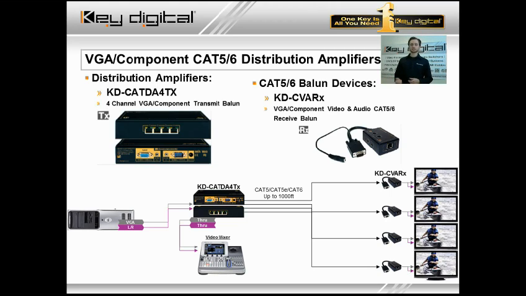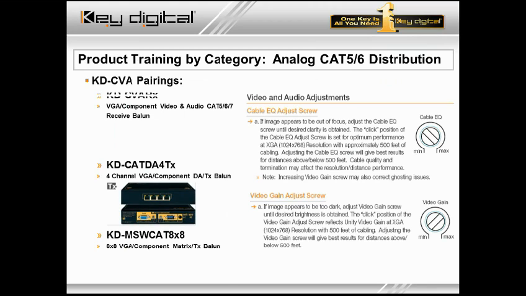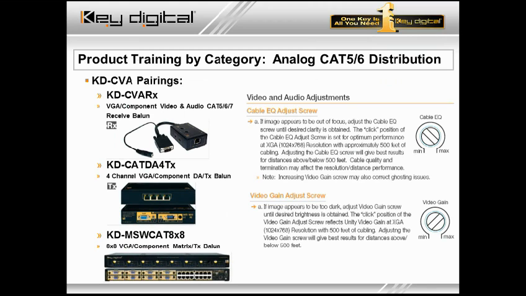Now, how do you get that 1,000 feet of video with high picture quality here? We mentioned the cable equalization adjustment screw and the video gain adjustment screw. This is something that comes in handy for all of the KD-CBA-RX pairings. So for one-to-one applications, we sell the SKU of the transmit plus receive for KD Cat CBA, so you can't forget about that.